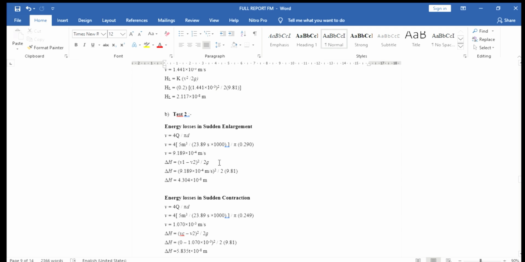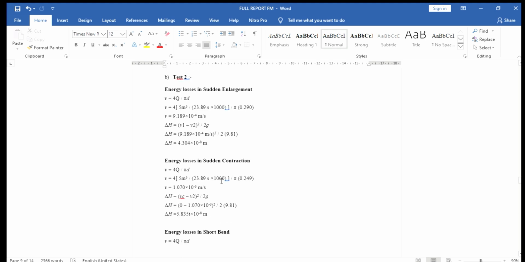For the head loss, the formula is still the same as the earlier test, which is V1 minus V2 squared per 2G. So same. Then the answer that we get for the head loss for sudden enlargement in test 2 is 4.304 exponent negative 8.